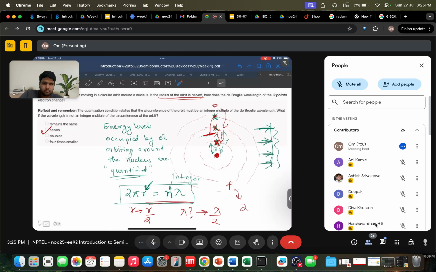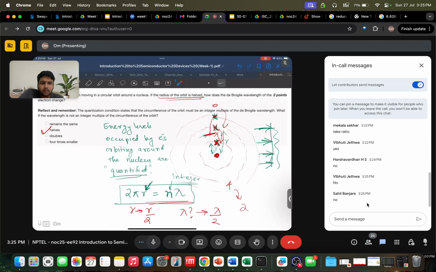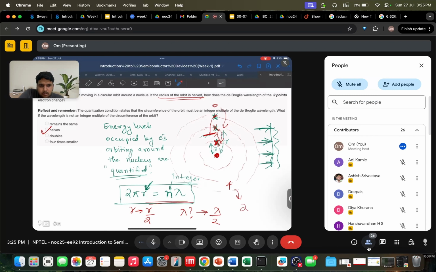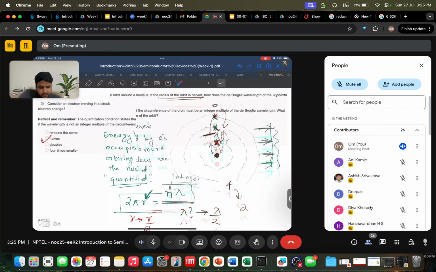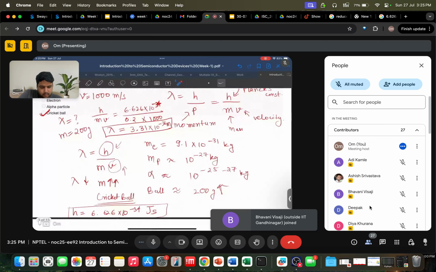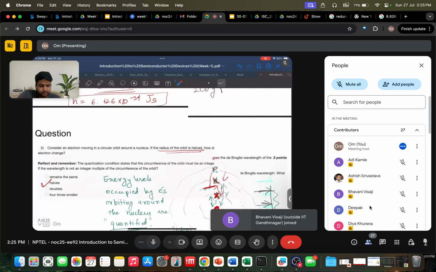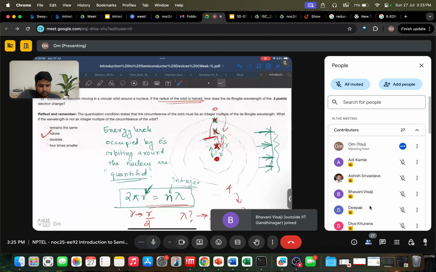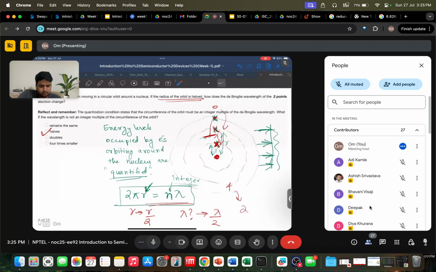Lambda means lambda tends to R by 2. Sorry. Lambda means... Lambda is the de Broglie wavelength, which we just saw here, right? Yes, sir. Answer will be half, sir. Yes.